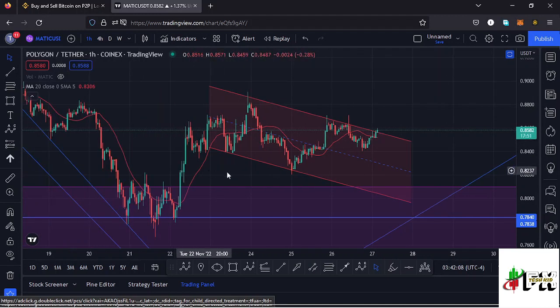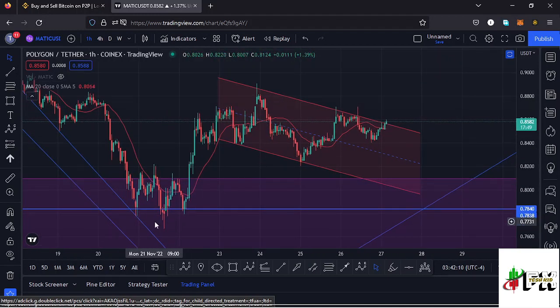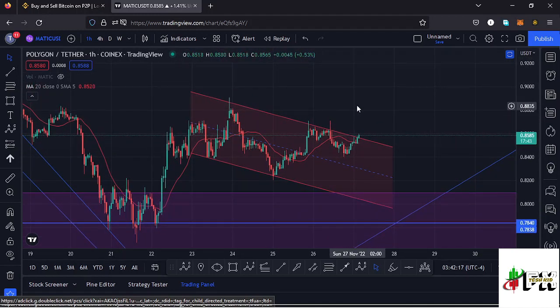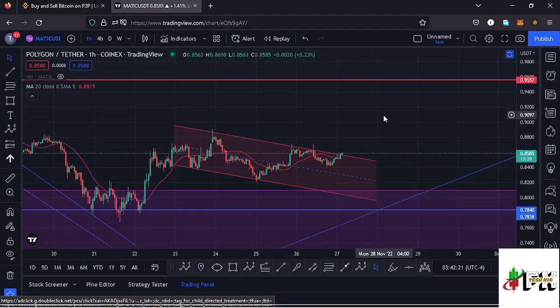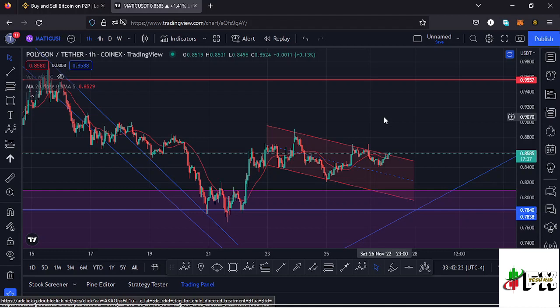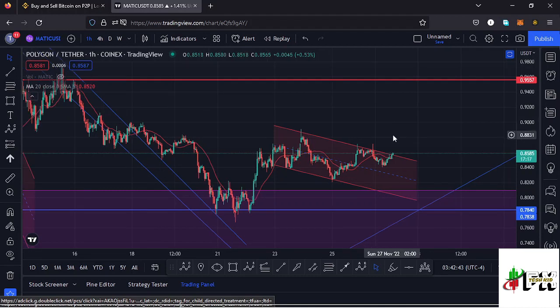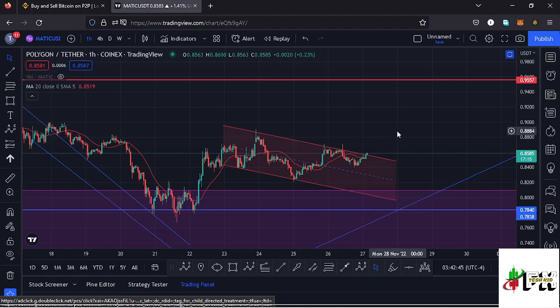to the upper side. And from another view, we can view this as a flagpole, and this is a chart pattern that gives us a breakout to the upper side, and the minimum target area of this breakout will be back to around the $0.95 mark, where we'll be facing another key area of resistance. And that is the first possible scenario that can play out here on the Polygon Matic chart.